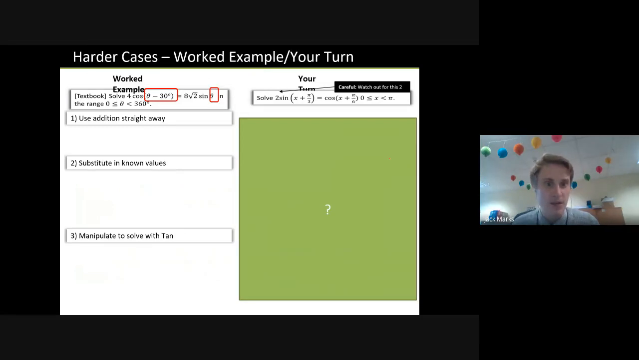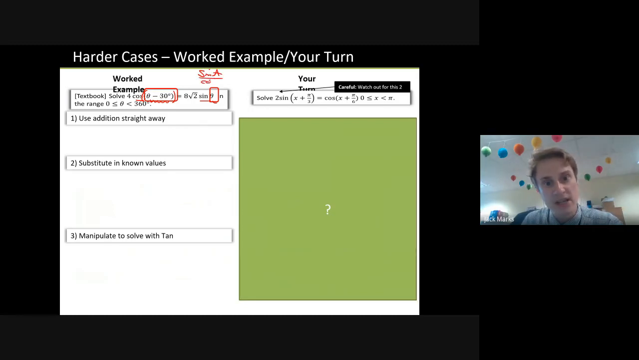Okay, let's do another one. So solve 4 cos of theta minus 30 equals 8 root 2 sine of theta. A little bit different here, but there's a mismatch again. They both have theta in the question, but that one has a minus 30 and that one doesn't. Now that means you're not going to be able to use year 12 techniques. You cannot just do this sine divided by that cos, because they're different things.